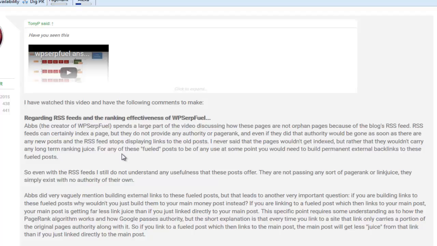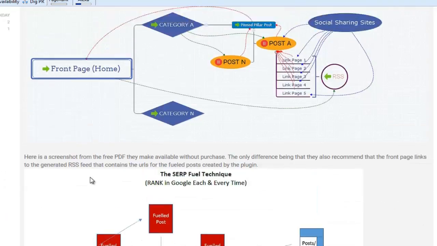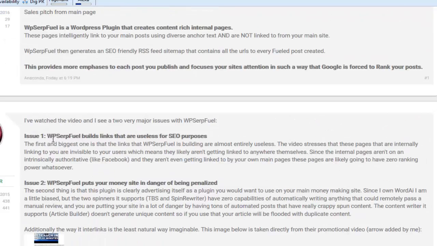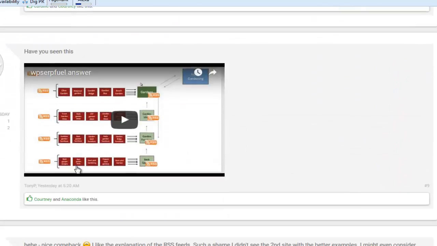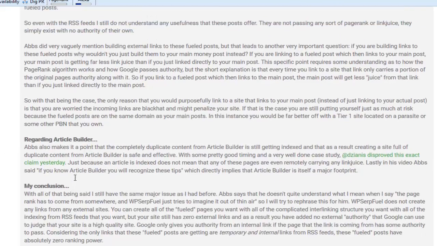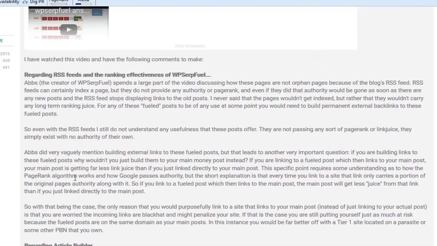The issue that you've raised here is about RSS feeds. The reason we're talking about RSS feeds is because that's how I tackled the first issue that you had. The first issue was that wpserpfuel creates posts and pages that don't get linked to from your WordPress site, which can be very risky. I clearly mentioned that we actually create an RSS feed for every single one of these fueled posts, and we recommend you clearly link out to these RSS feeds.